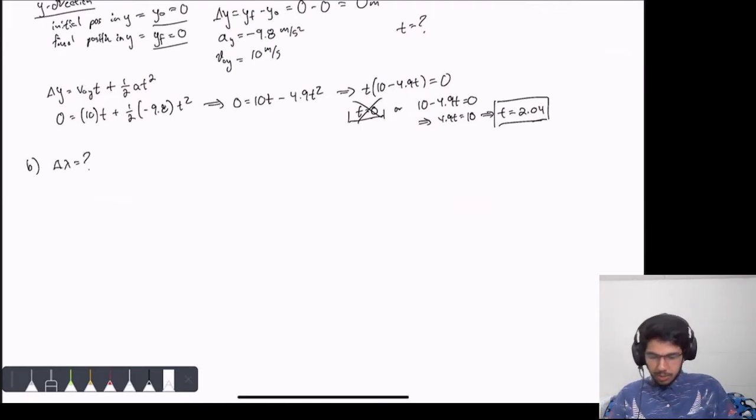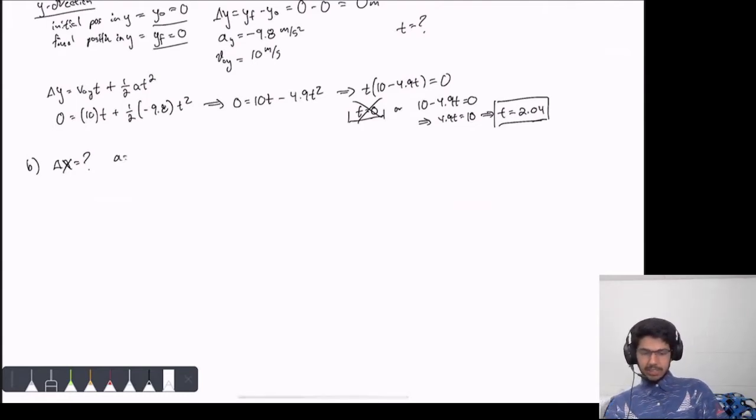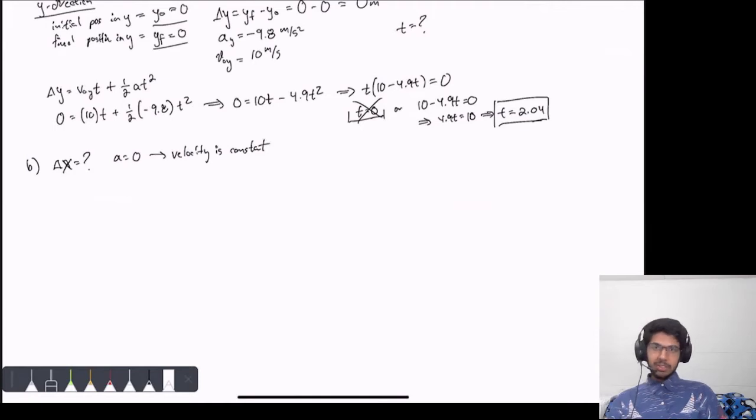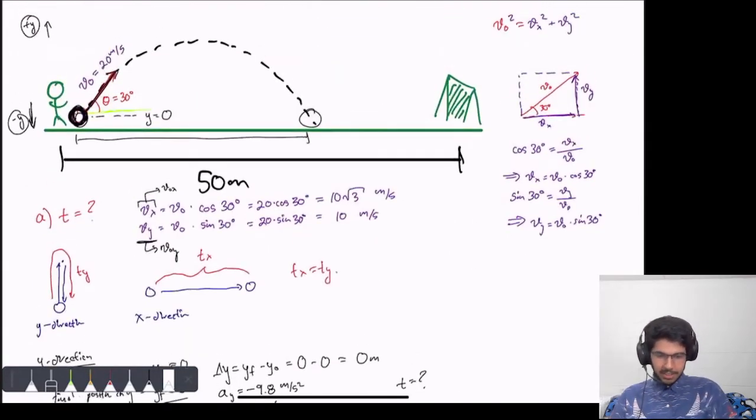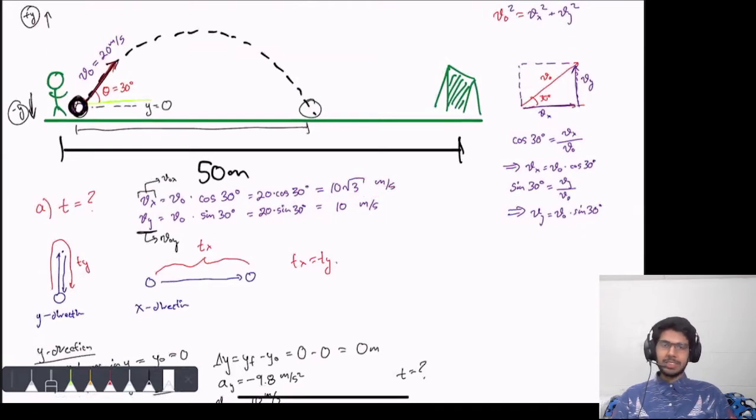So B, delta x equals question mark. So now we're dealing with the x direction. So now the values are a little bit different, right? But there's some good things about it. First of all, there's no acceleration. This is just a property of projectile motion, which means that velocity is constant. And I claim that we already know what the velocity is. And that's just this velocity up here, this 10 root 3 meters per second, because we derived this from the initial velocity that was given to us.